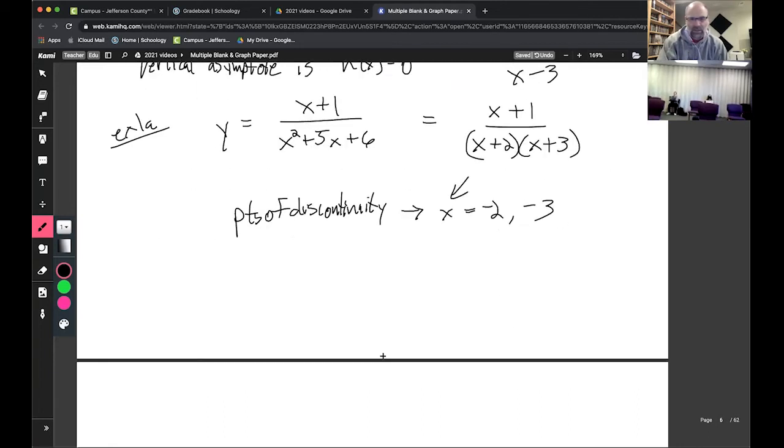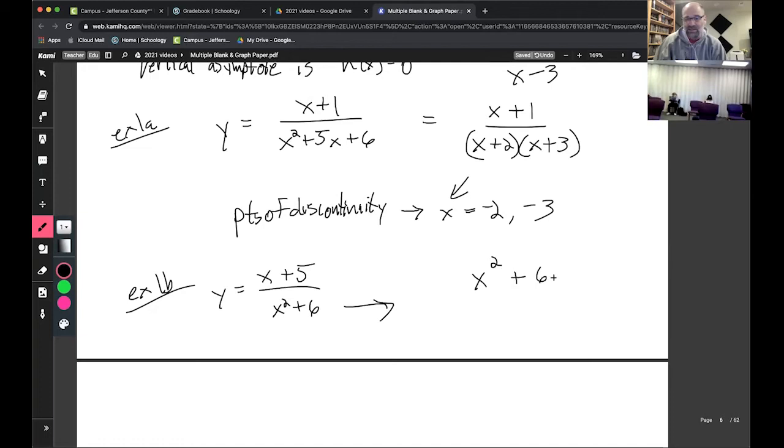All right, well, what about this? Let's try one more. Let's find the points of discontinuity in this guy. Well, (x plus 5) over (x squared plus 6). Well, the points of discontinuity is just where the denominator equals 0, so let's set it equal to 0. x squared plus 6 equals 0. Okay? So let's solve for x.